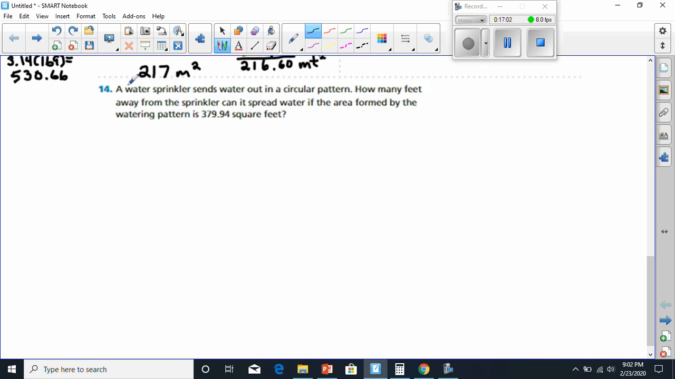Well, let's see here. A water sprinkler sends water out in a circular pattern. Okay, we've got a circular pattern here. And it says how many feet away from the sprinkler. So they're looking how far away it will be if the area, oh, I see. So they're giving us the area of the circle this time. And they're saying that's 379.94. And they're looking to find out what the radius is. Well, we're just going to take our formula and work it in reverse.